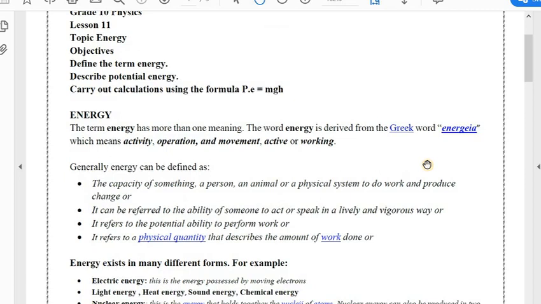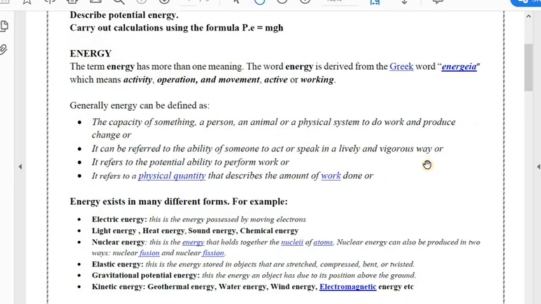We are looking at the concept of energy. Today we're going to be looking at the concept of energy, starting off with potential energy. We'll go on to look at kinetic energy in later lessons. But at this level, we already know how to define the term energy, from grade 8 and 9.